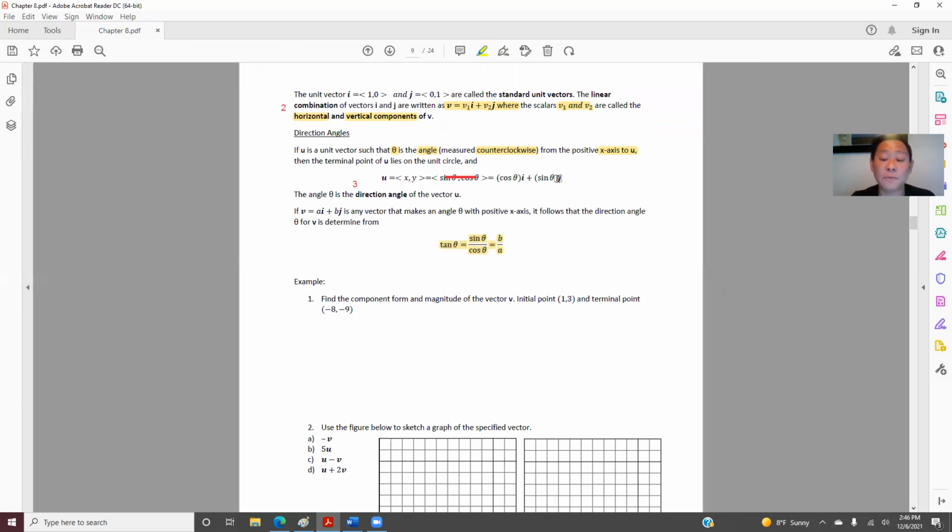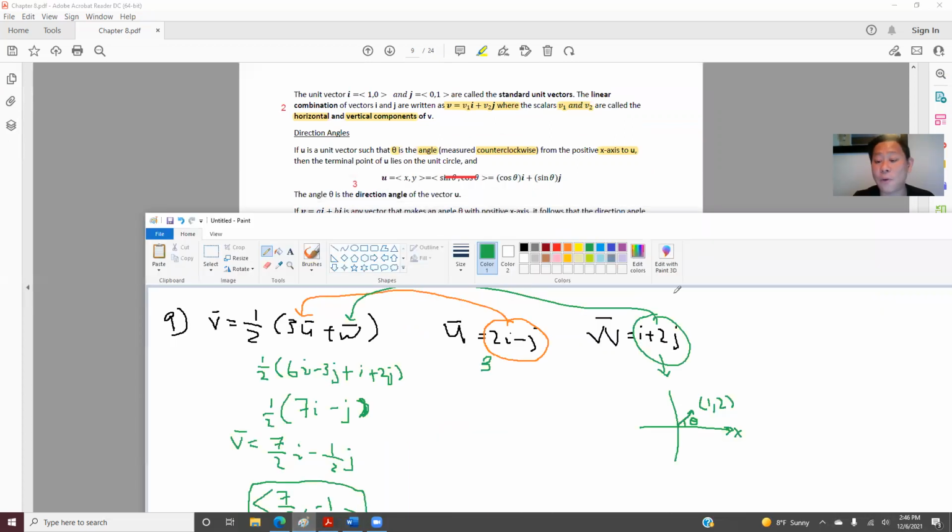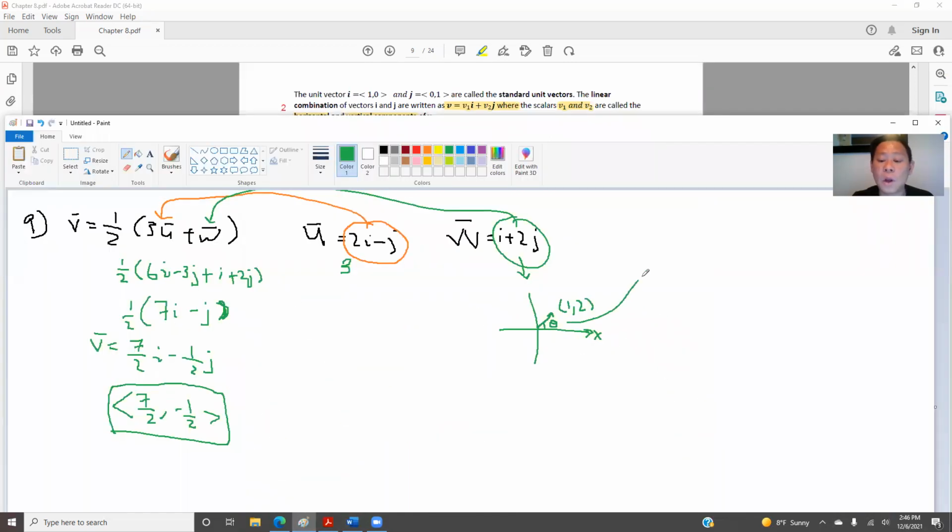Sine is the j component, or second component. Your cosine is your first component, or your i component. So in order to find the value of theta, we take tangent theta equals your second component divided by your first component. For example, in this question, theta is going to be the arctangent of 2 over 1. Two is your second component, one is your first component, and then you use your calculator to figure out the arctangent of that.